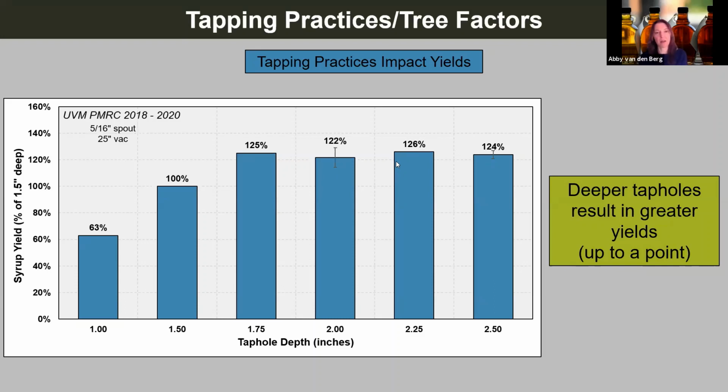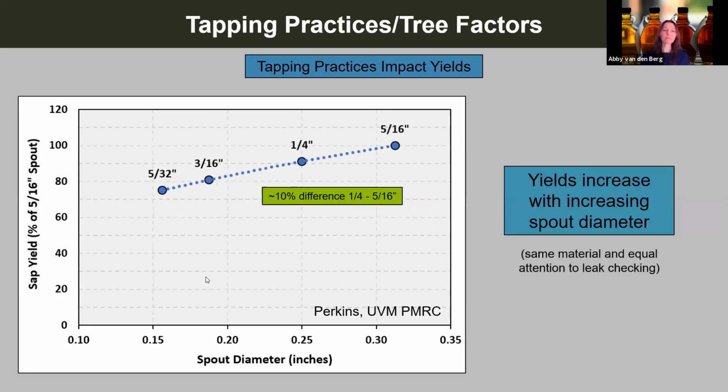There's really not much benefit from creating a bigger hole and more non-conductive wood in order to go deeper than 2 inches. So, like I said, this is a relationship that we intuitively know. Deeper tap holes usually yield more sap, but being able to put some numbers on it and actually see that going deeper than 2 inches generally doesn't result in more sap helps us make better and ultimately more sustainable decisions.